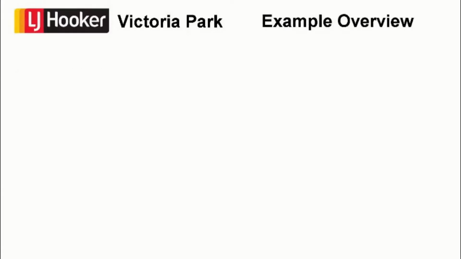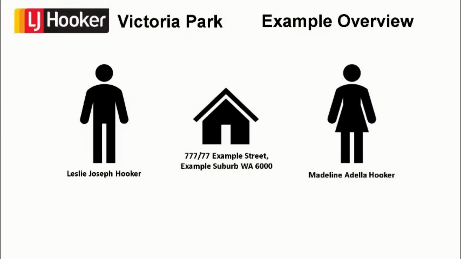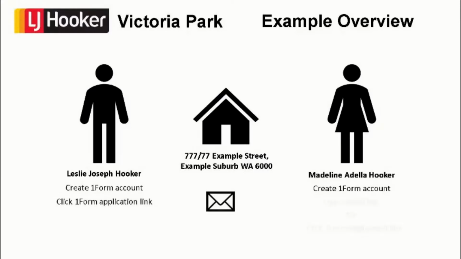Let's take this example, where a couple, Leslie and Madeline, are applying for this property. Both Leslie and Madeline will need to create a OneForm account. Once they have created an account, if Leslie clicks the application link and fills out the property specific form, then an email will be sent to Madeline for her to complete her part of the form. Otherwise, she can click on the application link.